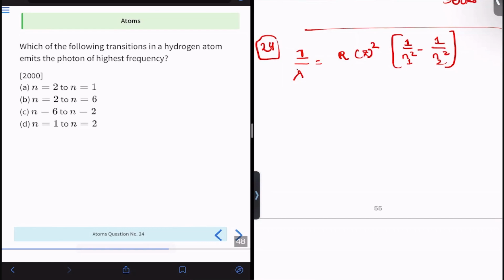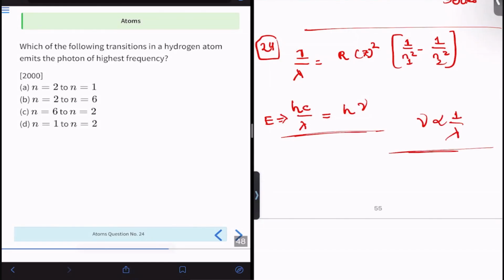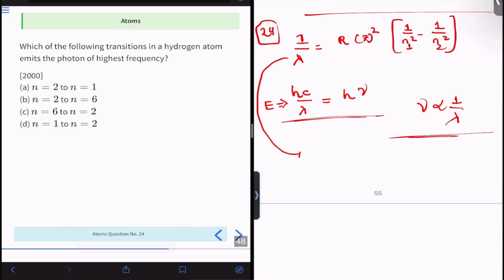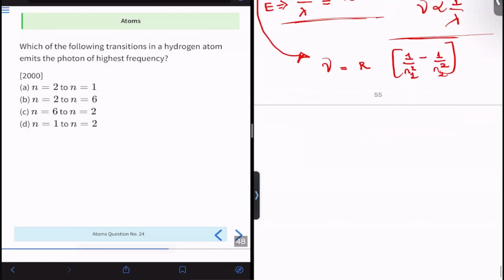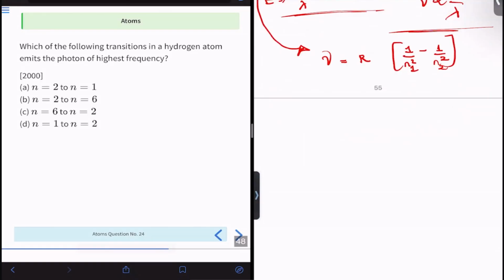Okay, so we know energy is equal to hc upon lambda, and it is also equal to h into nu. So from this we know nu is proportional to 1 upon lambda. So we can write this equation as nu is equal to R, Z square is 1 here because it's a hydrogen atom so I'm not mentioning that, R into 1 upon n1 square minus 1 upon n2 square. Okay, so I got a value for nu. So now I have to see which one of the following will have the highest frequency. So we'll check option by option.